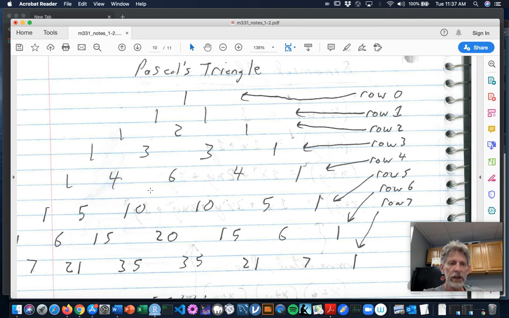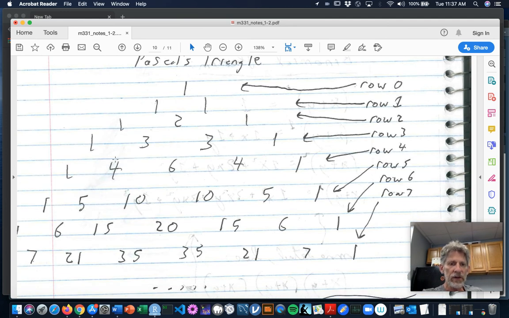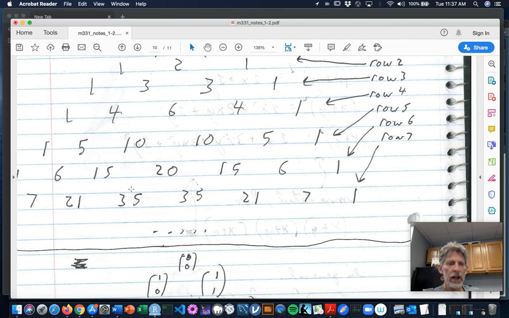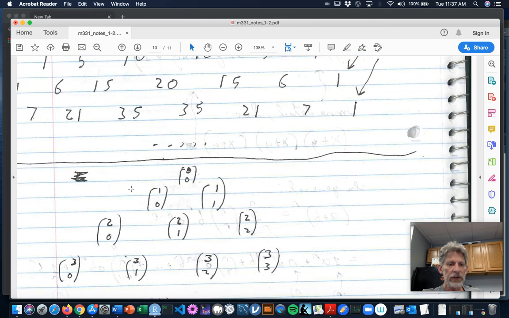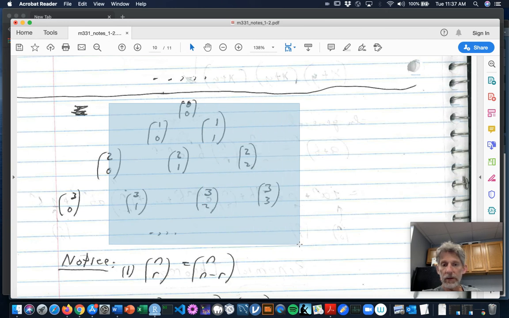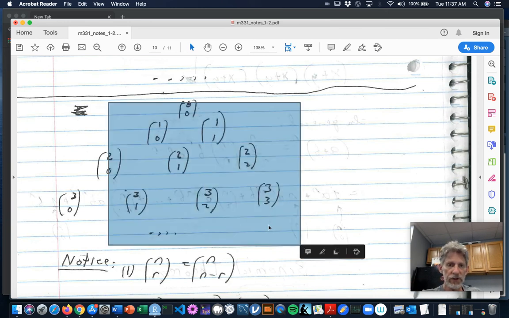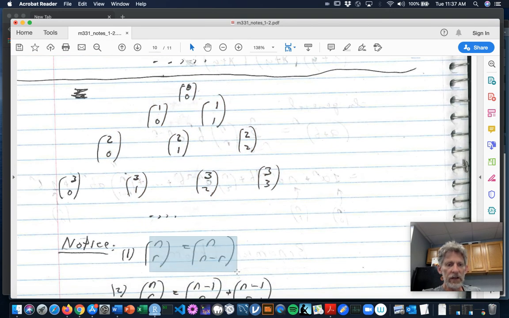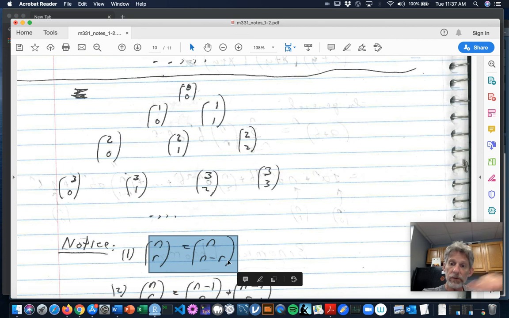But the coolest, and there are actually two that are the coolest and the most useful. One is a kind of symmetry. Every row is symmetric. And that leads you to an insight about the combination coefficients, because Pascal's triangle is just those combination coefficients. The insight is that n choose r has to be n choose n minus r, always, because of the symmetry of these rows.